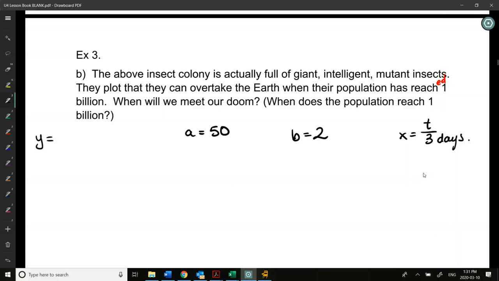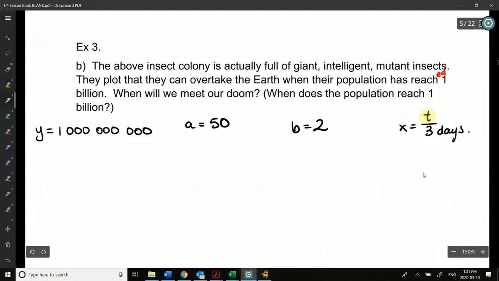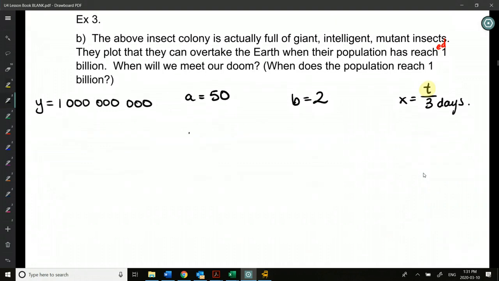Okay, so I'm curious when this insect population is going to reach 1 billion. That's 1 with 9 zeros, 1 billion, that's the future value. So we want to know how much time that's going to take. That's what we're trying to find, time. That's the unknown. Okay, so we're going to sub this into our formula.